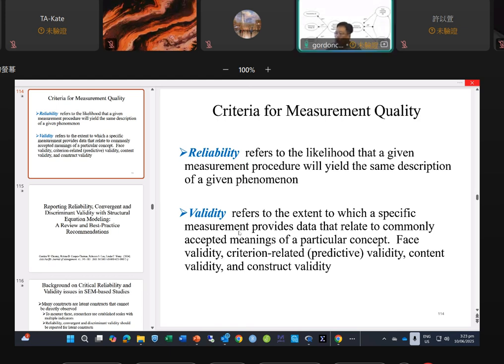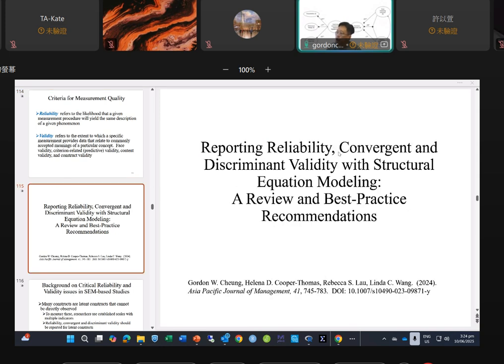For validity, interestingly, marketing people require all the studies to report validity, but management people don't report validity. There are different concepts of validity, including face validity, criterion related validity, construct validity, and content validity. But in measurement scales, what we are concerned about is convergent validity and discriminant validity. These are the things that we can test with structural equation modeling.